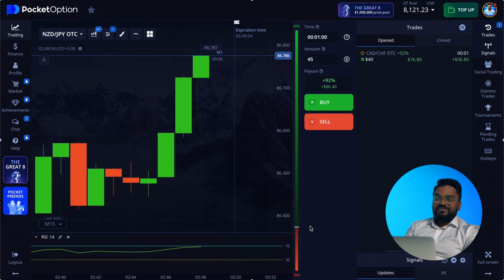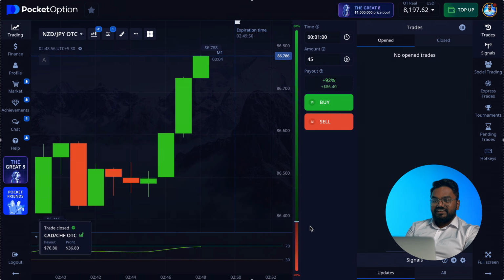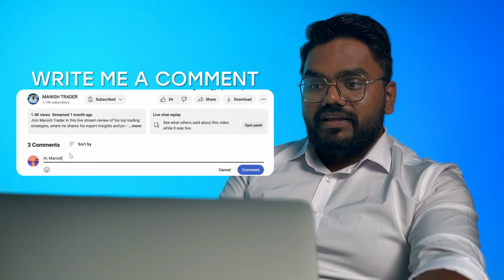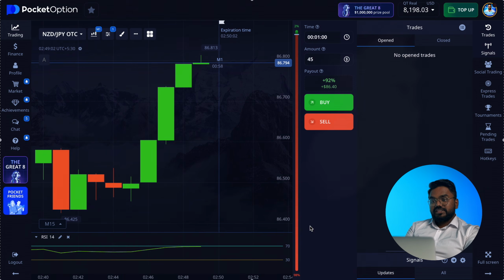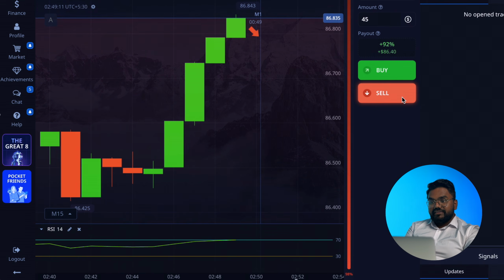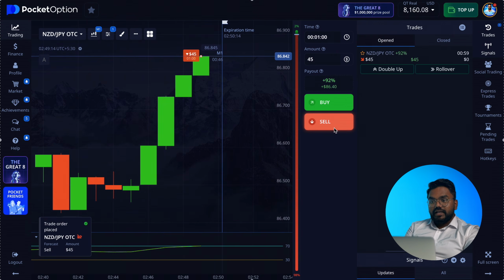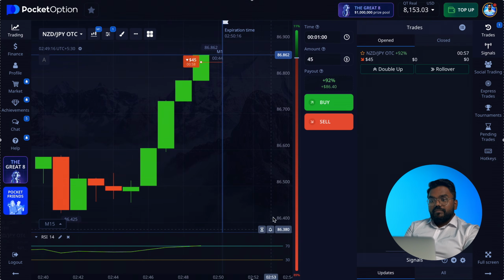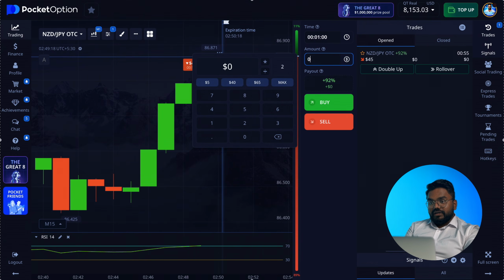And boom, I just made a profit with the help of the RSI. Don't you think it's easy? Yep, obviously. Write me a comment if you really like the RSI strategy and want to work on that. Don't forget, I do have other videos, so make sure to watch those. It hit 70, that's why we need to make a sell. The price is going to drop, guys, just because it's been overbought.